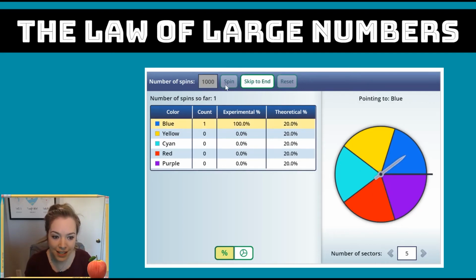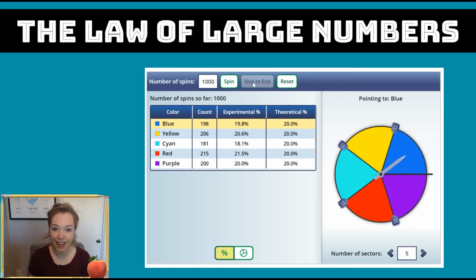Again, I'm going to skip to the end because we're not going to watch 1,000 spins. Okay, look at those probabilities. Look how close they are. Each of the colors is within 1 to 2% of the theoretical value that we were looking for here. So again, that law of large numbers: the more trials we do, the closer this experimental value is going to be to the theoretical value.